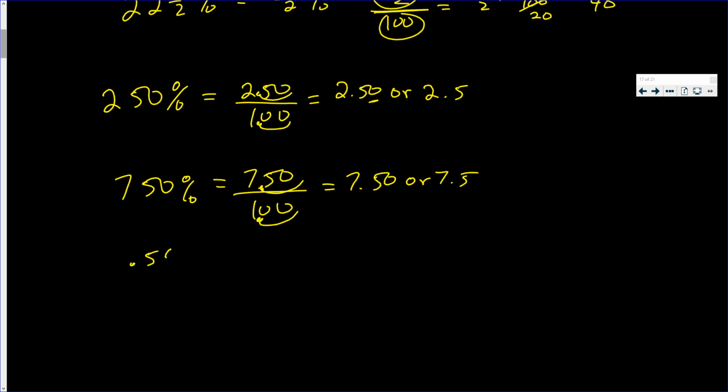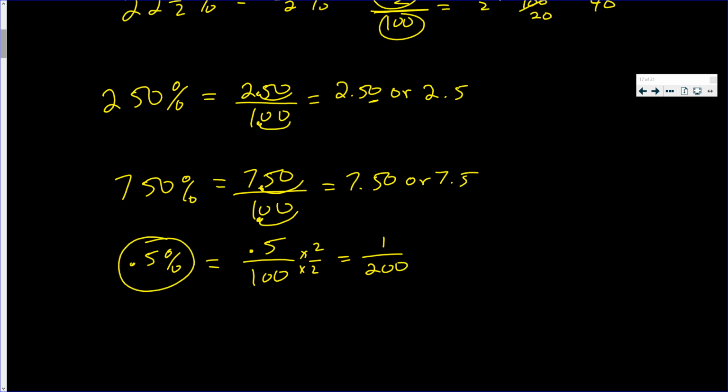Here's a good one. 0.5%. This is 0.5 over 100. But we don't want decimals in the top or the bottom. Well, you should know that if you multiply 0.5 by 2, you get 1. So this is 1 out of 200. If you get 0.5% on your exam, that means on average you got 1 out of 200 questions right.